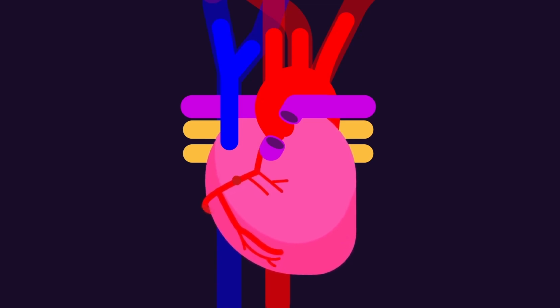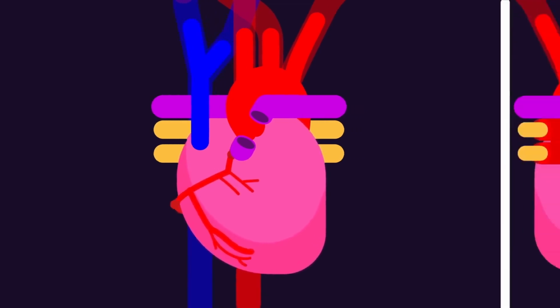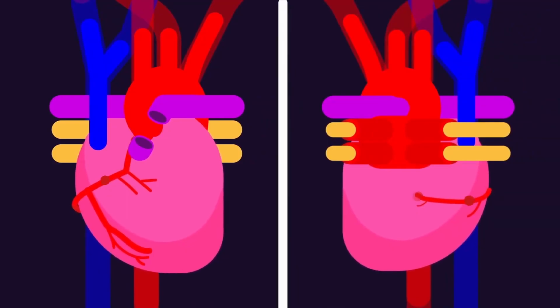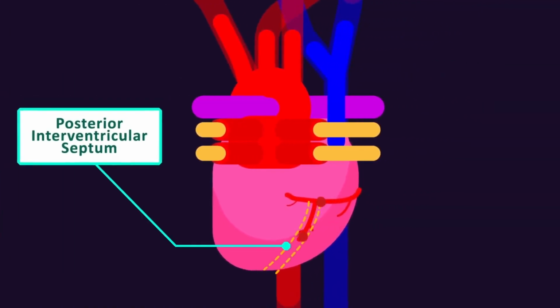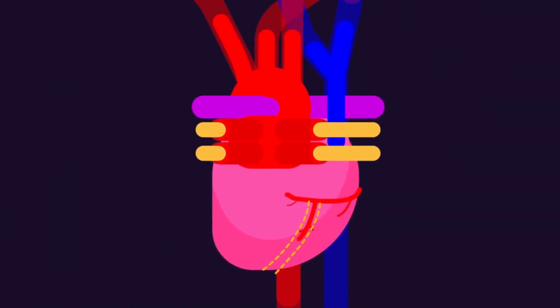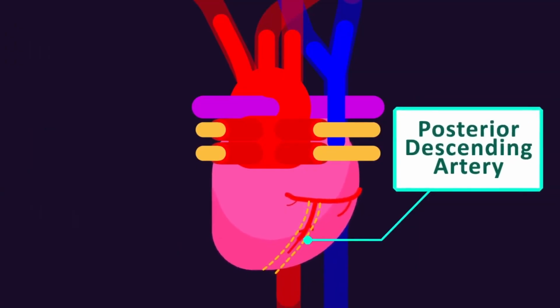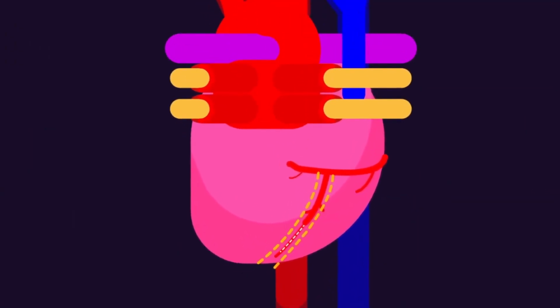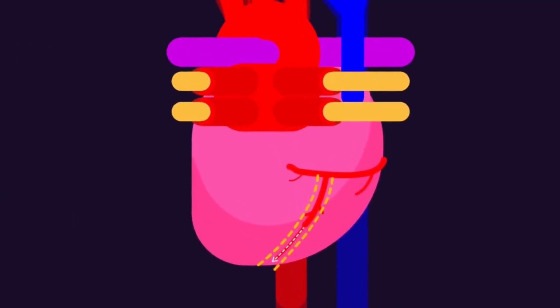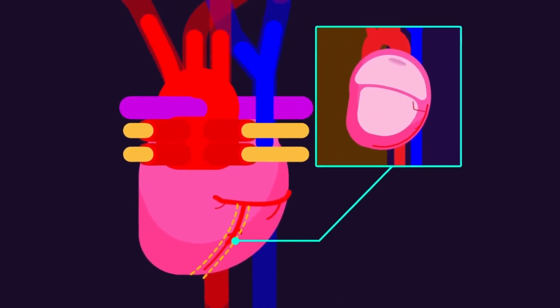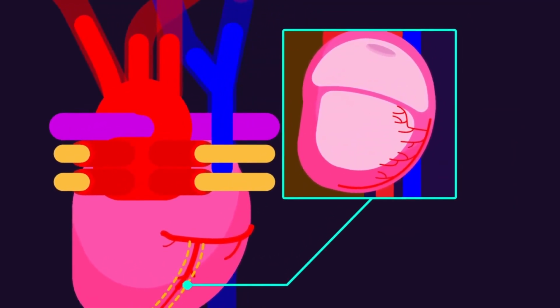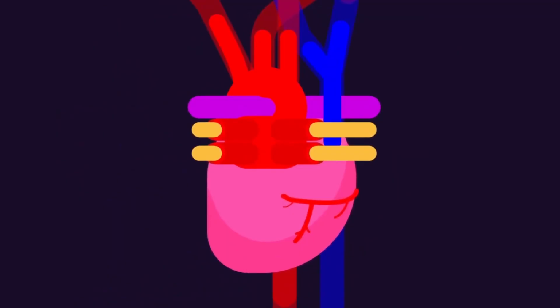RCA gives rise to the posterior interventricular artery on the posterior surface of the heart, and it travels in the posterior interventricular septum. It is also known as the posterior descending artery, as it runs along the posterior surface of the heart towards its apex, giving rise to branches that supply the interventricular septum. In addition to these two branches, many small atrial branches supplying the atria and ventricular branches supplying the ventricles also originate from the main trunk.